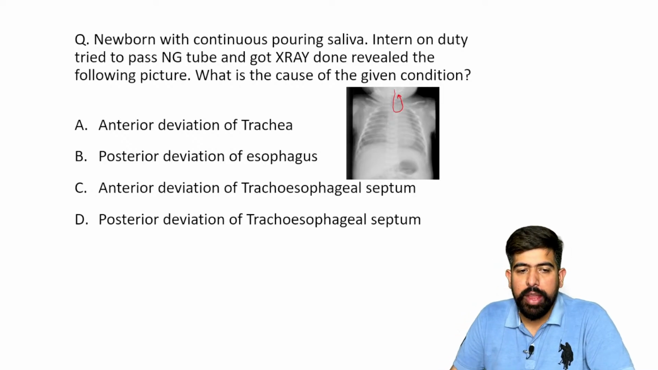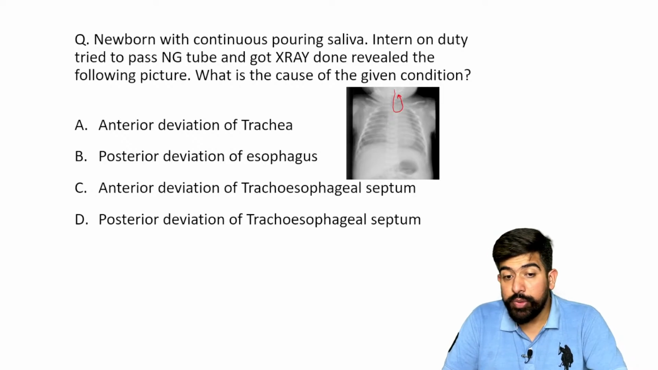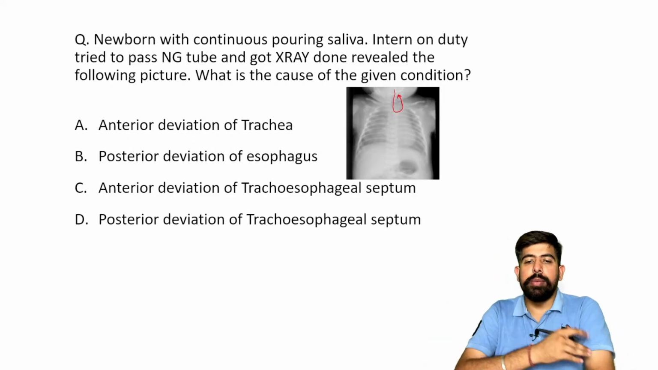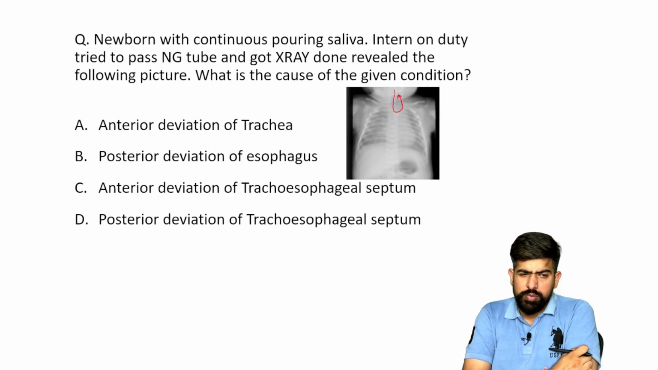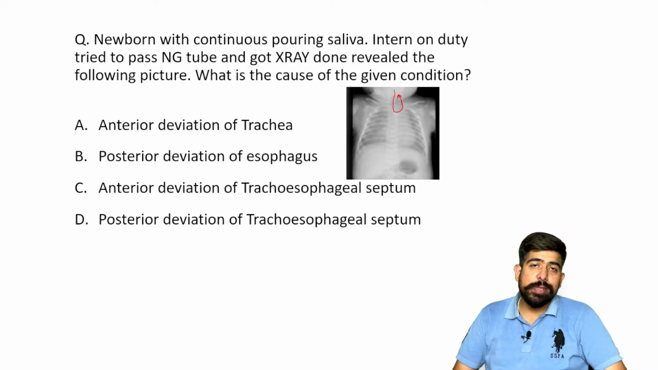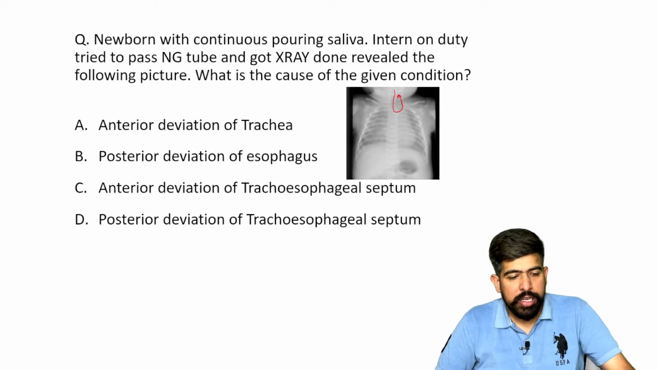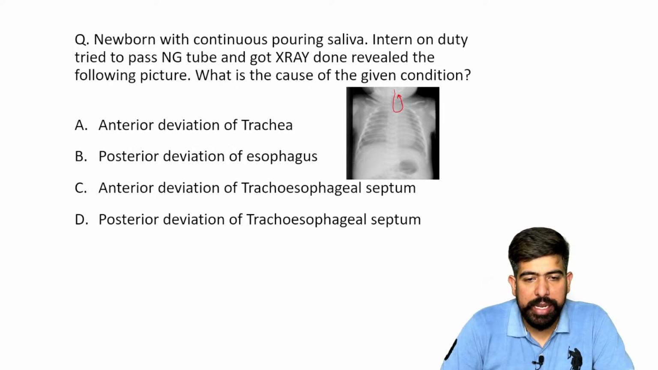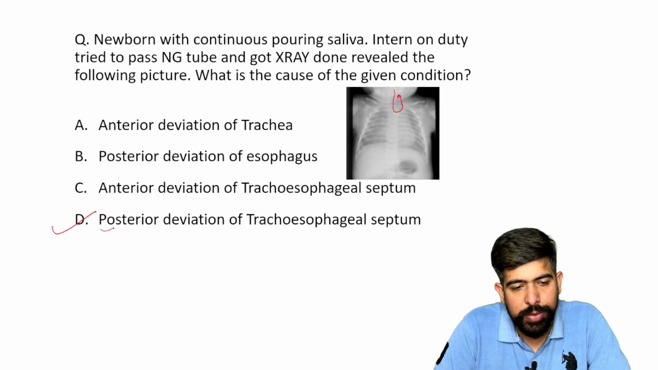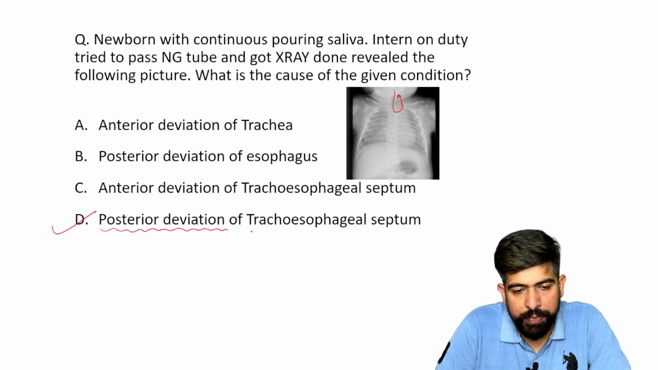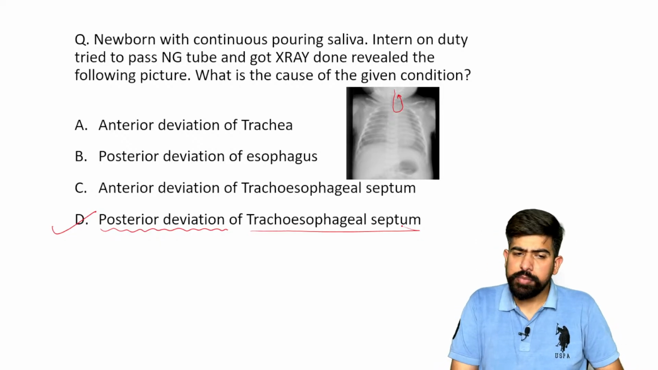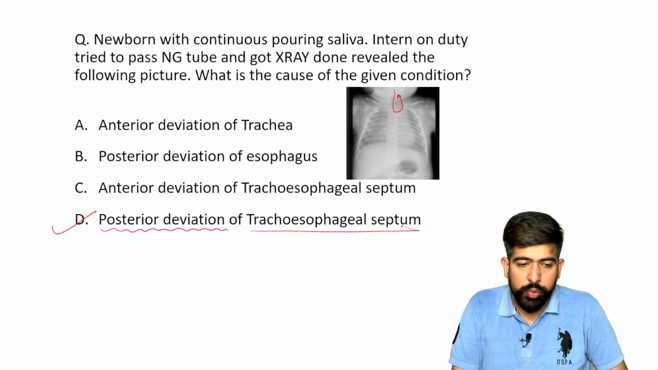And the next, anterior deviation of the tracheoesophageal septum, also does not seem possible, because if it were anterior, the saliva which is pouring over there could go into the airway, or some respiratory symptoms could be shown, right? So guys, please understand this: after seeing this image and making this diagnosis, this newborn child is having the posterior deviation of the tracheoesophageal septum.